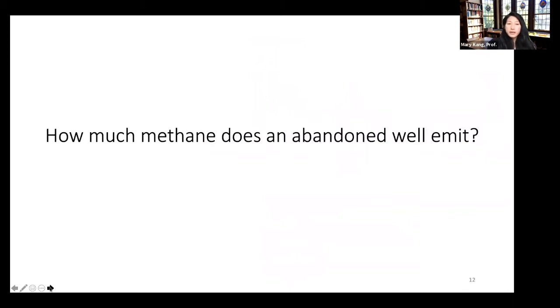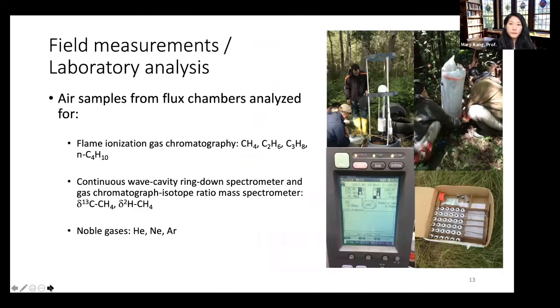So going back to methane, how much methane does an abandoned well emit? When I started working on this in 2012, 2013, it turned out there were no measurements of methane emissions from these wells. So I got a team together to do these measurements. And we used what are called flux chambers, or enclosure-based methodology. And we took gas samples, which were analyzed in the lab for methane, ethane, propane, and butane.